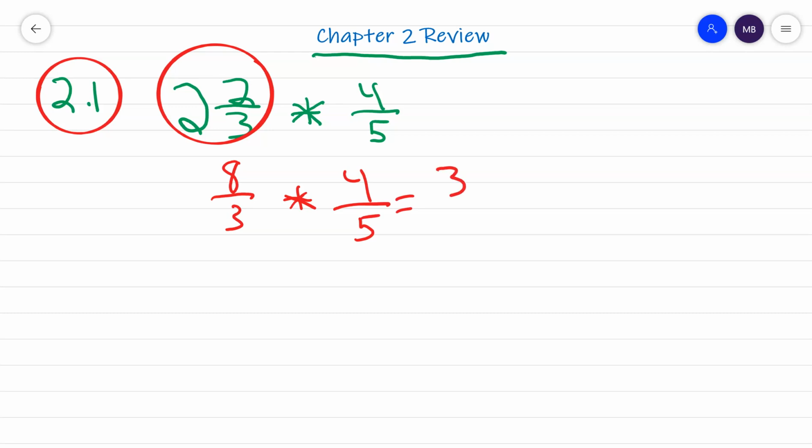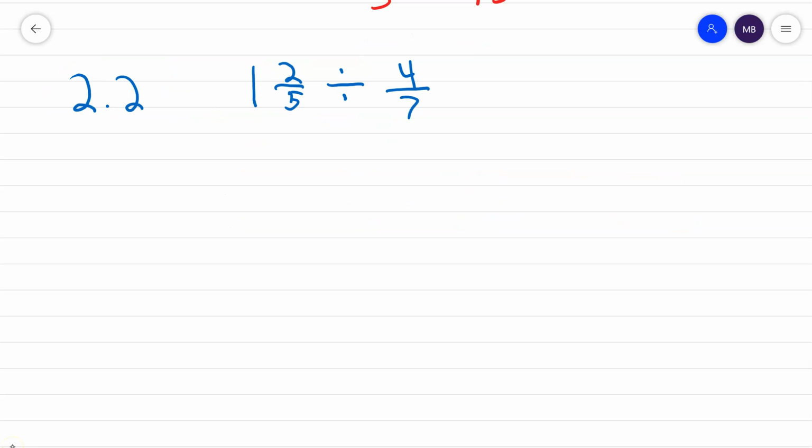And I can just multiply straight across. 8 times 4 is 32. 3 times 5 is 15. Now I'm left with this division problem, 32 divided by 15, this improper fraction. I know 15 goes into there 2 times with 2 out of 15 left over. So easy.